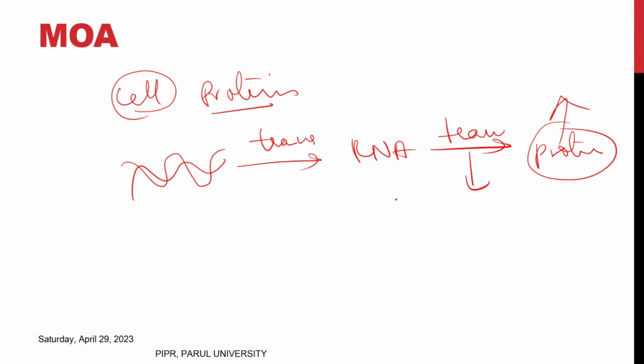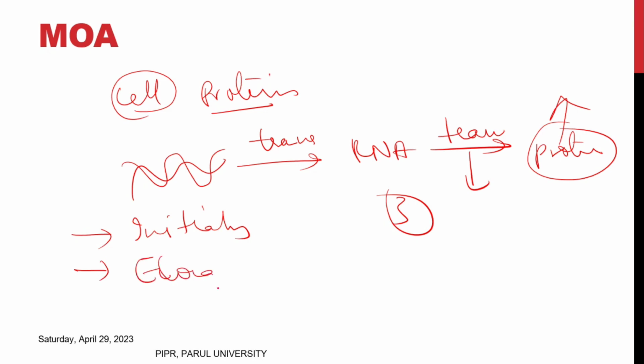In translation, we have three stages of protein synthesis. The first stage is initiation, the second stage is elongation, and the third stage is termination. Linezolid acts in the initiation phase.